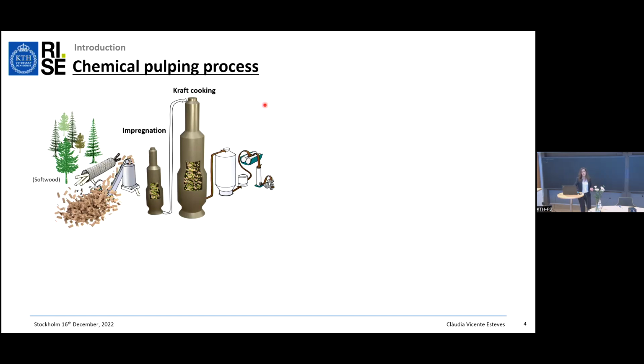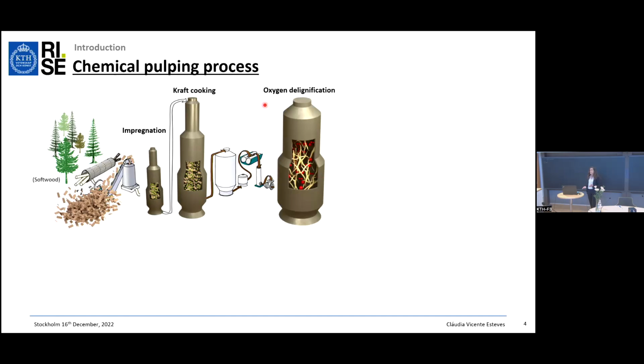But, as I said, depending on the final products, the final properties, you might need other processes. Oxygen delignification is one of them. And by the title of my thesis, you already know that this is the main topic of my presentation. Oxygen can remove lignin and can also give very special properties to the pulp fibers, as I will show you later on.